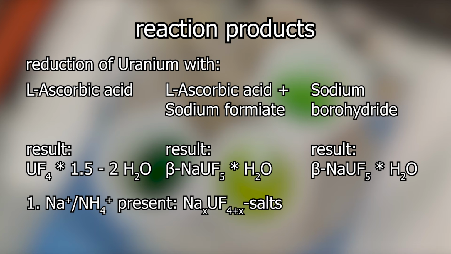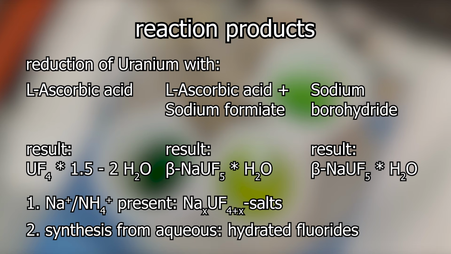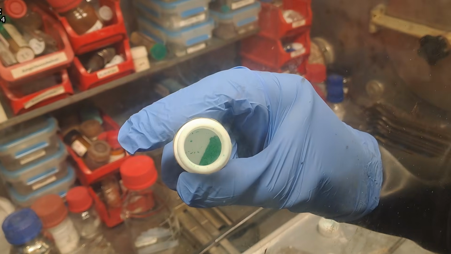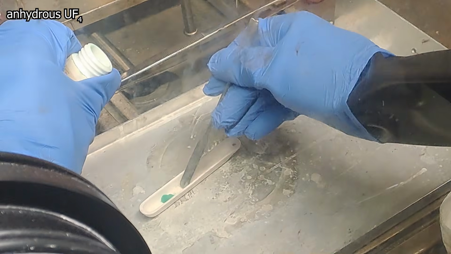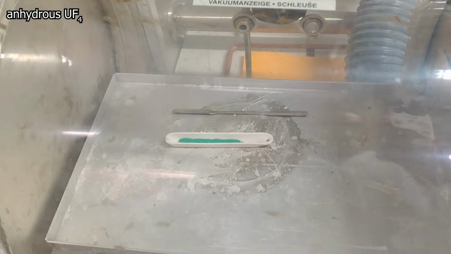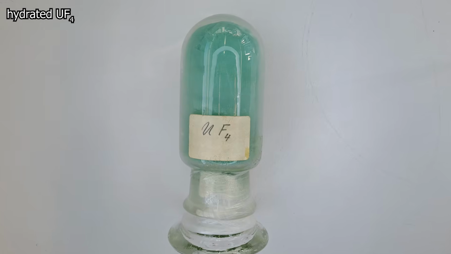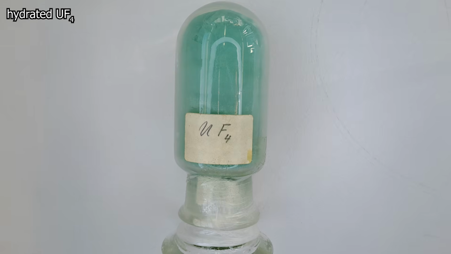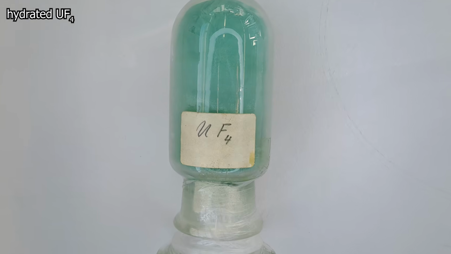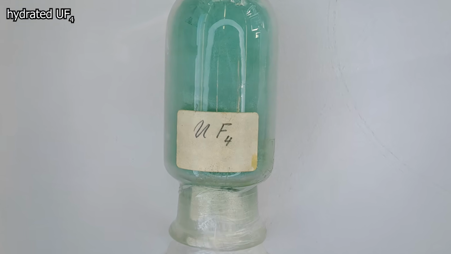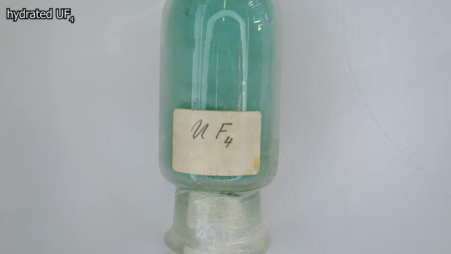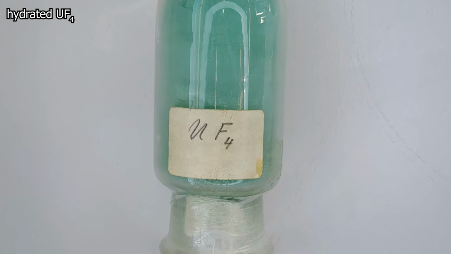However, I suspect that for the two applications mentioned at the beginning, it makes little difference whether it's the double salt or not. Furthermore, it's important to note that this process never yields anhydrous uranium tetrafluoride. Anhydrous uranium tetrafluoride also looks quite different visually. It has a much more vivid green color and not such a pale green. Most images, including the one I showed here, depict the hydrated uranium tetrafluoride because its synthesis is so much easier than that of anhydrous uranium tetrafluoride.